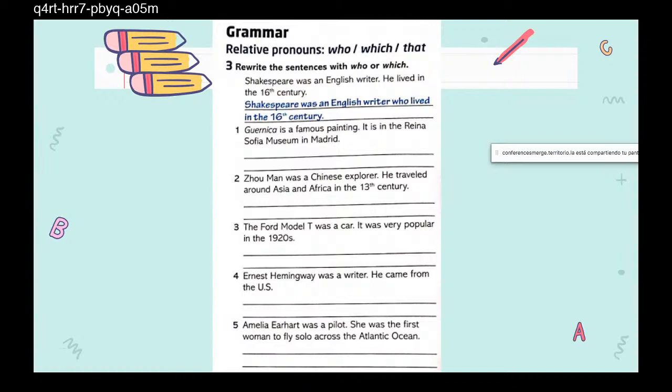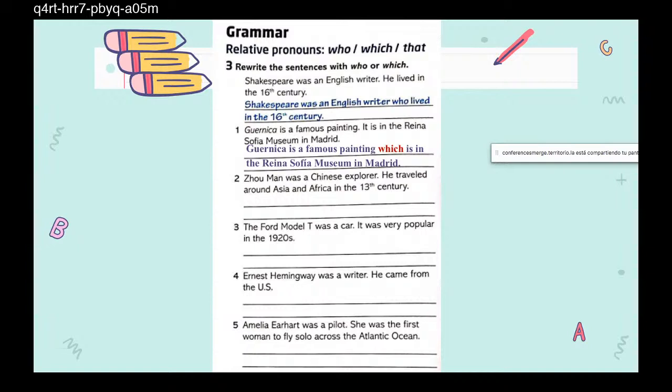Shakespeare was an English writer and he lived in the 16th century, so Shakespeare was an English writer who lived in the 16th century. Guernica is a famous painting. It is in the Reina Sofía Museum in Madrid. So we are talking about an element. We are not talking about a subject. So Guernica is a famous painting which is in the Reina Sofía Museum in Madrid. Or maybe that is in the Reina Sofía Museum. Also, Guernica, that is a famous painting, is in the Reina Sofía Museum, or Guernica, which is a famous painting, is in the Reina Sofía Museum in Madrid, okay?